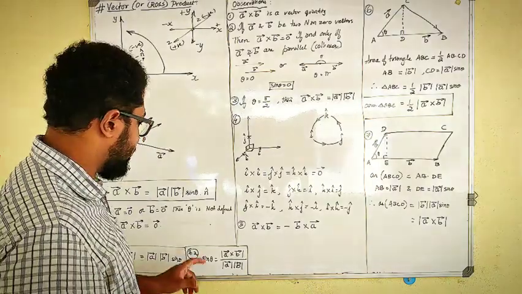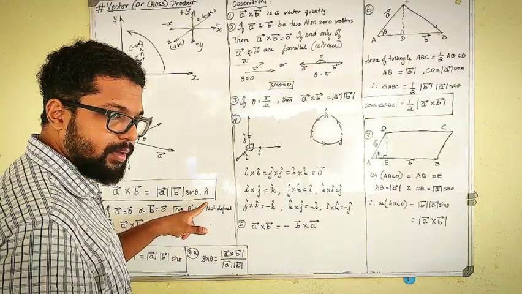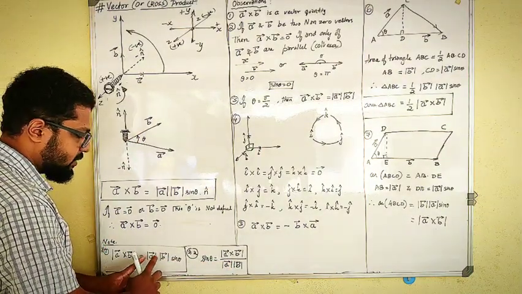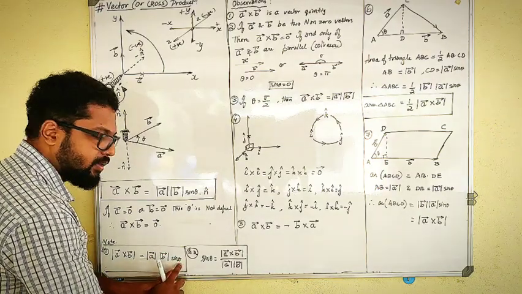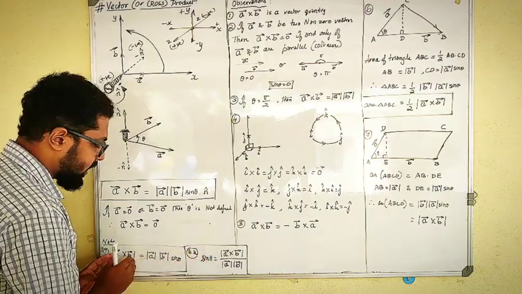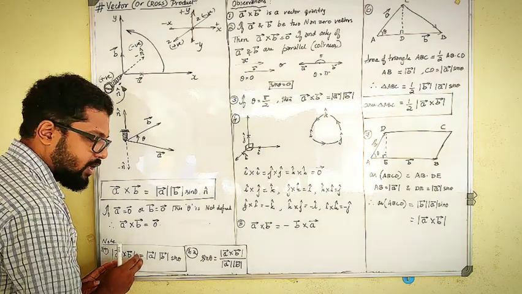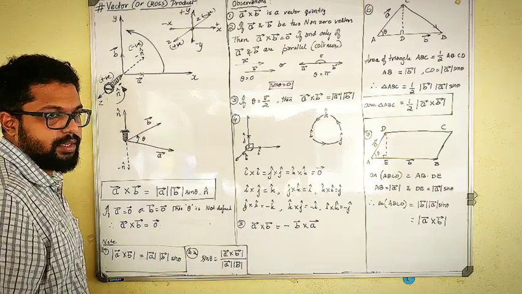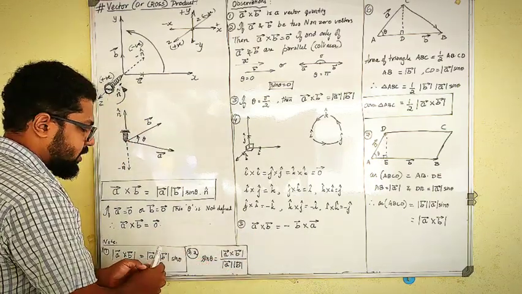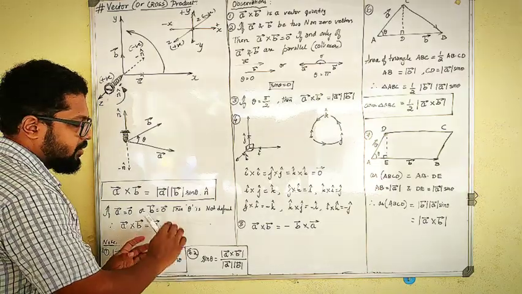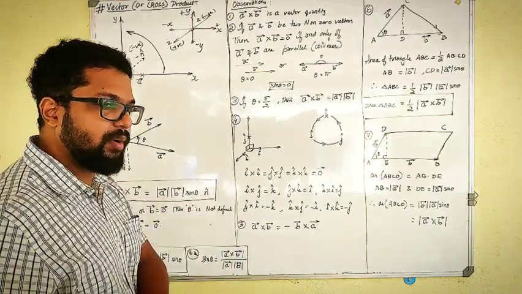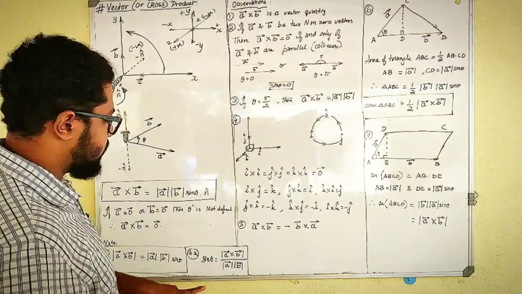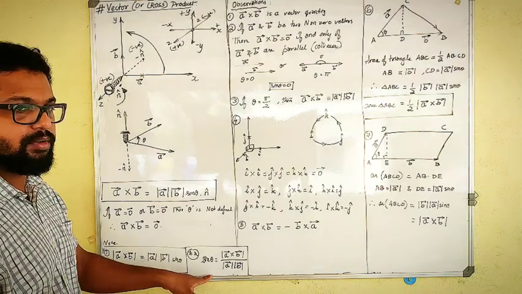Which one? N vector, n cap? In this, I told you, no. Magnitude of A cross B is nothing but magnitude of A, magnitude of B sin theta. There is no n cap in this, because I am asking for the magnitude. Understood? So this itself I am writing here, and dividing by magnitude of A and magnitude of B. Whenever I talk about magnitude, it is a scalar quantity. Therefore, n cap will not come into the picture. It will not be a vector quantity. Clear?